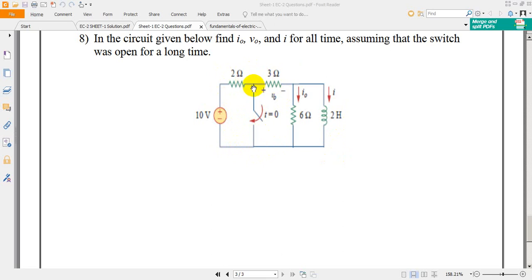This complete thing will be shorted, which means this will be removed. When this is shorted, 3 and 6 will be in parallel, and 3 and 6 in parallel means it will become 2. For 2 and 2, we need to evaluate the current flowing here. This is the hint I have given. Just follow the situations before and after the switching operation, and you will get the solution for this problem.